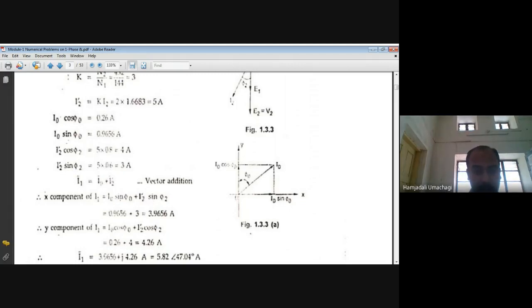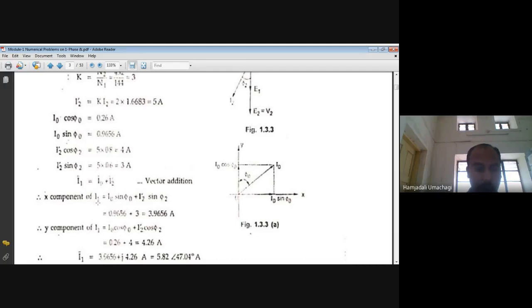I0 is 1 into sine of cos inverse of 0.26. This is the no load power factor, the no load power factor angle that you have to take here. That value will be how much? 0.96. And I2 dash sine phi 2 means 5 ampere into sine of cos inverse of 0.8. Phi 2 is the load power factor angle, right? I2 dash is 5 ampere, sine of cos inverse of 0.8 will be 3. So the sum of 0.9656 plus 3 is equal to 3.9656 ampere. This is the answer for the x component of primary current I1.